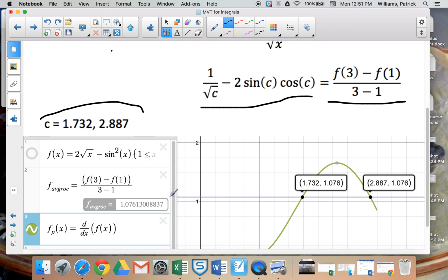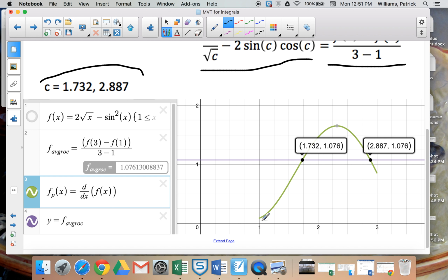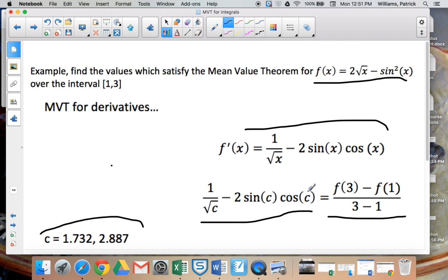If we go down here and look at a graph, we can see here is the instantaneous rate of change function in green. Here's the average rate of change, and these are the two x locations where that instantaneous rate of change equals the average rate of change. So this was solving, again, the mean value theorem as we apply it to derivatives. So you guys could have done this problem in the first semester. But now let's take a look at how we would solve this using second semester methods.